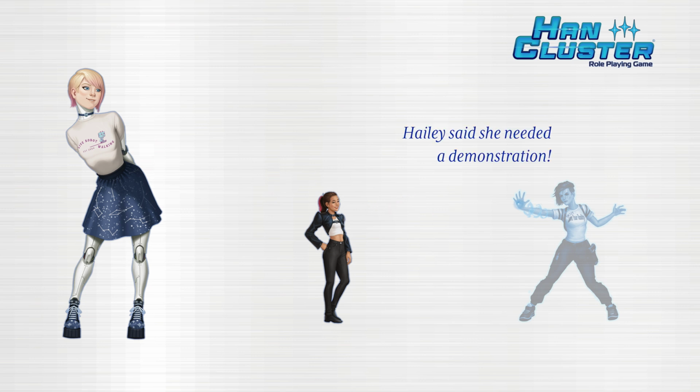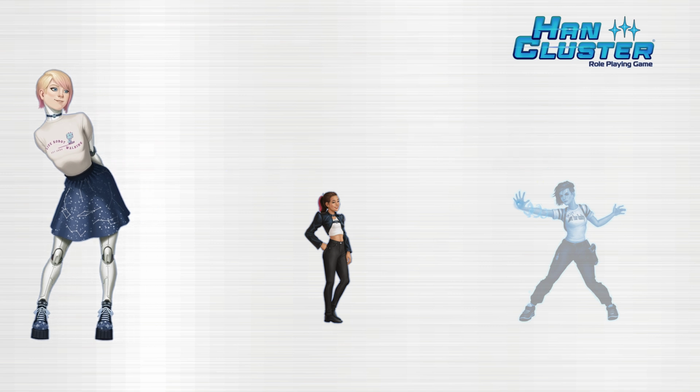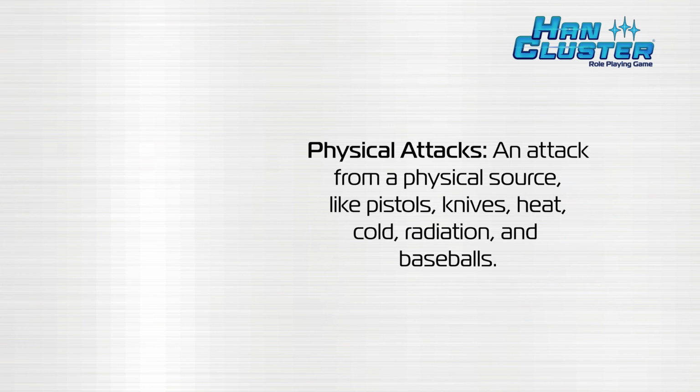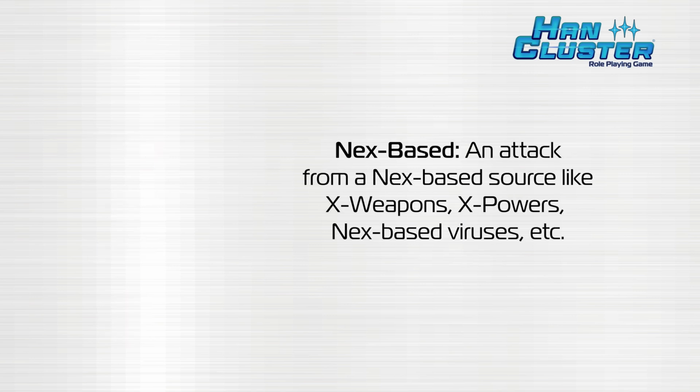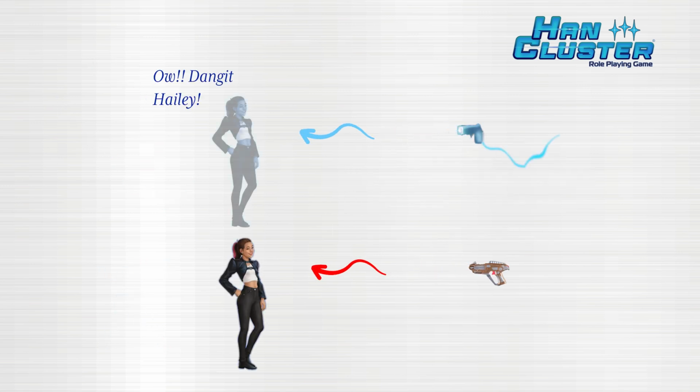I'm going to talk about the two major kinds of attacks you might be faced with, and what each kind does to you in your capped and ghosted forms. First, there are physical attacks, like we've always had, from sources like pulse pistols, knives, sources of heat, and baseballs. That kind of stuff. But now, there are also neck-based attacks, originating from X-weapons and other neck-based sources. These attacks interact differently depending on what form you're in. Here are the three main interaction rules.